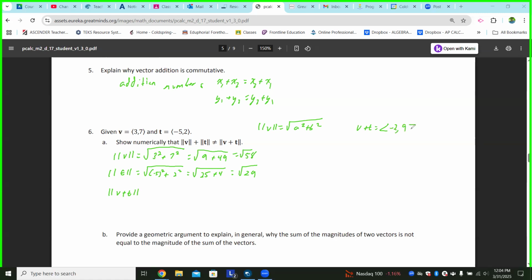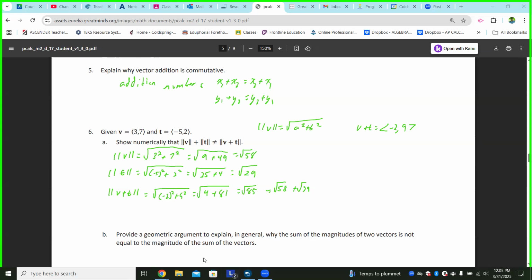Thank you. -2, 9. So I'm going to take these numbers as my a squared and b squared. So this gives me the -2 squared plus the 9 squared. -2 squared is 4. 9 squared is 81. 4 plus 81 is 85. So is the square root of 85 going to equal the square root of 58 plus the square root of 29? It might.